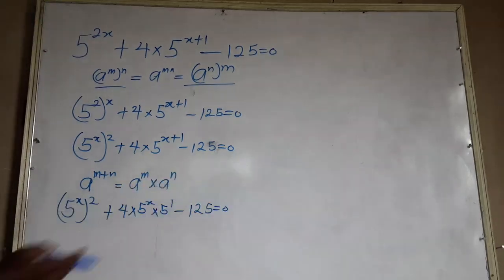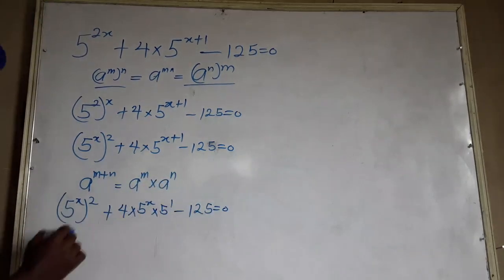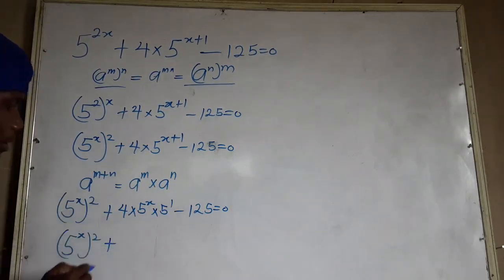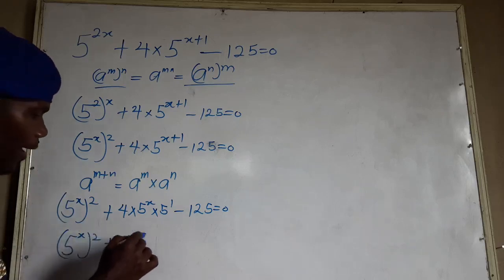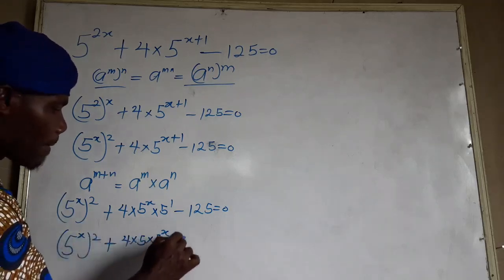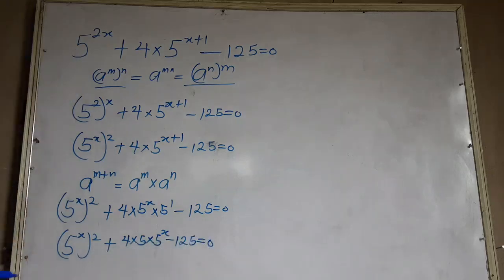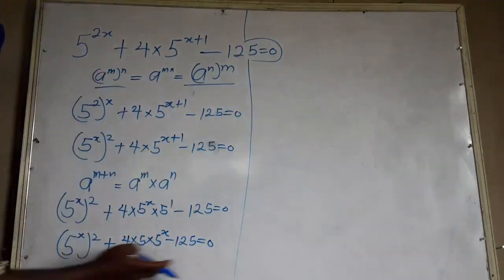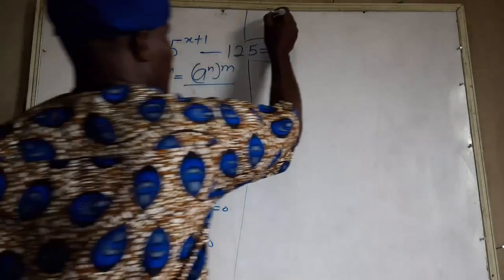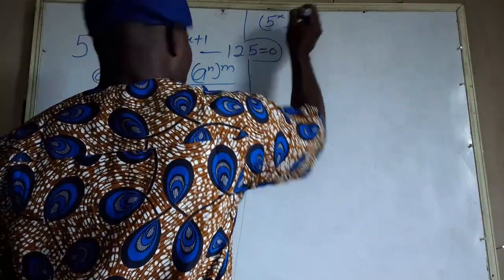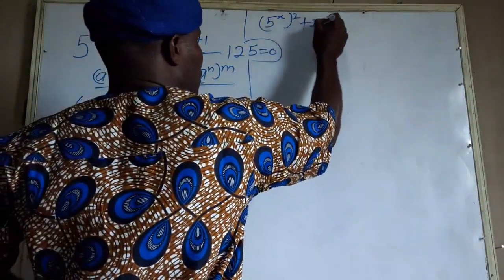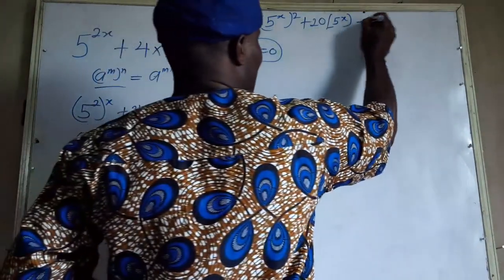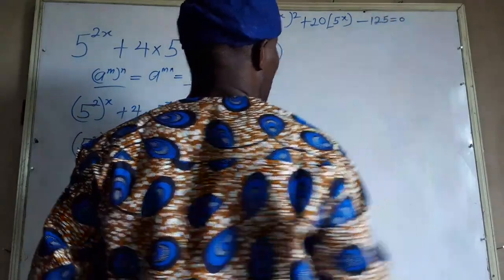Now, if we have a value in this form, let's try to rearrange this to have 5 raised to power x, squared, plus 4 times 5 times 5 raised to power x, minus 125 is equal to 0. So let's continue from here to have 5 raised to power x, squared, plus 20 times 5 raised to power x, minus 125 is equal to 0.